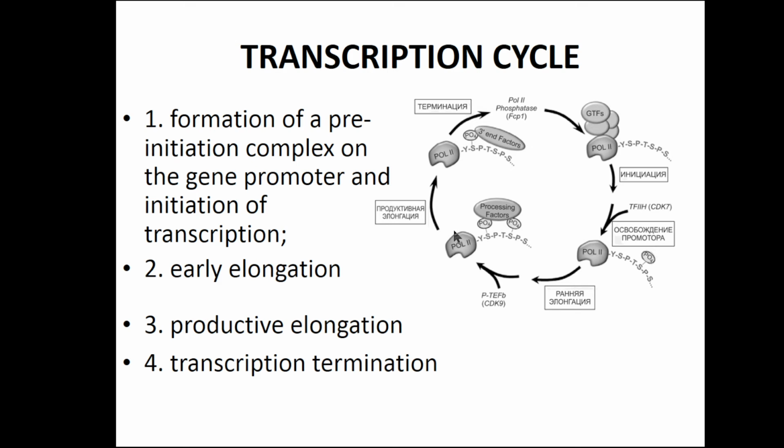Polymerase can also have helpers, similar to initiation factors, and these processing factors make the work of polymerase II better and longer. And next step, transcription termination. Polymerase will connect with 3-prime end factors which will stop the activity of polymerase II, and transcription will end, will finish.